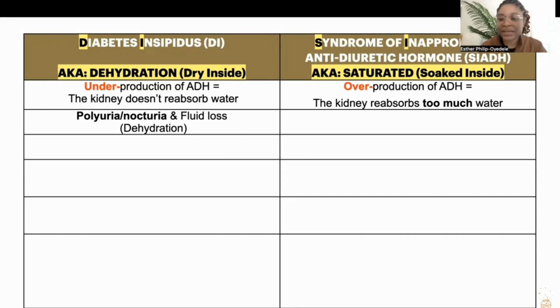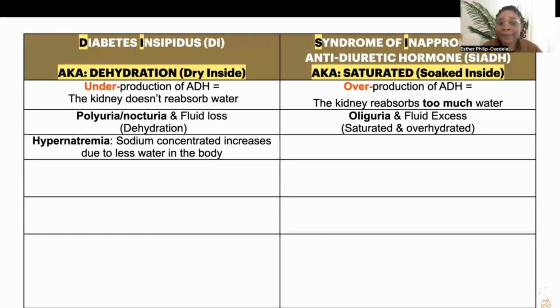Nocturia is excessive peeing at night. So this excessive urination doesn't just end during the day when you have diabetes insipidus. At night, you're still peeing a lot. So when you're urinating at night, we're now calling it nocturia. Again, I'm losing a lot of fluid, aka dehydration. On the other hand, with SIADH, I'm holding on to all the water inside my body. So my urine is very little. We call that oliguria. Because I'm saturated, I'm excessively hydrated, with fluid excess in the body. With diabetes insipidus, because I'm losing all this water from my body, I end up in a hypernatremia situation. So the sodium level in my body goes up because it's like putting salt and water.